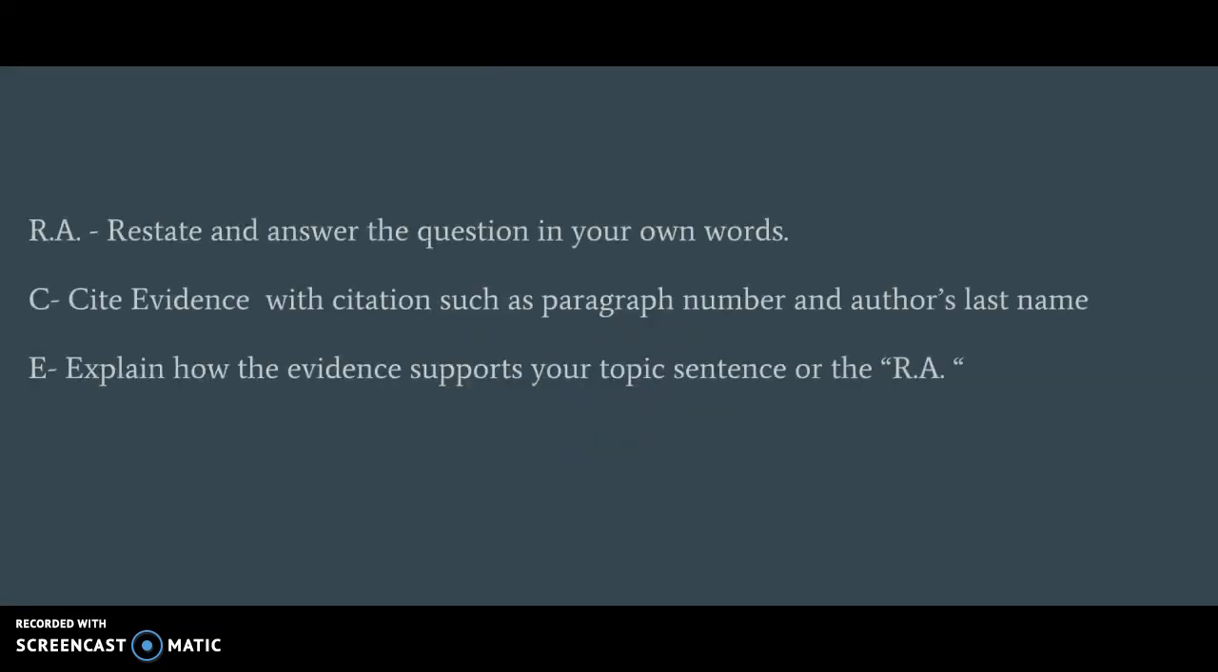Okay, the RACE method basically stands for restate and answer the question in your own words. The RA is basically our topic sentence. Cite is cite evidence with citations such as paragraph number and author's last name. So that's what you highlighted in green. That's citing textual evidence. And E is explain how the evidence supports your topic sentence, or the RA. So explain how that textual evidence relates back to your topic sentence of why do people act heroically.